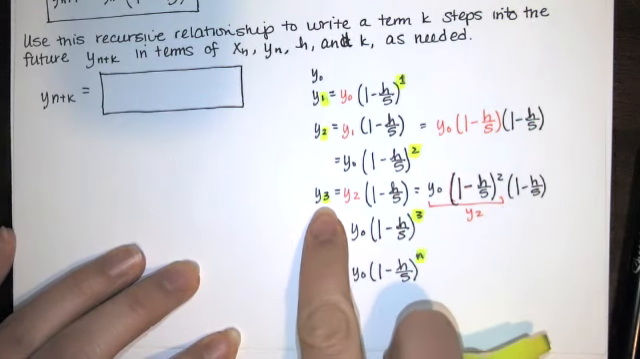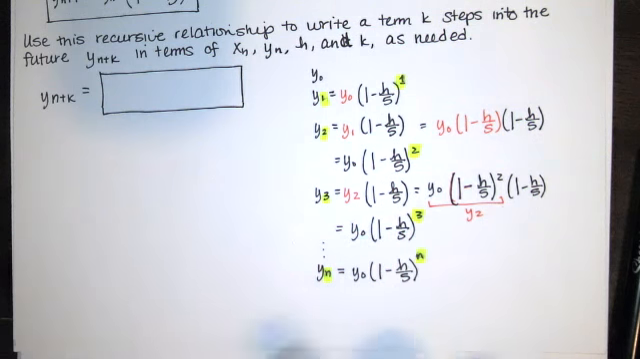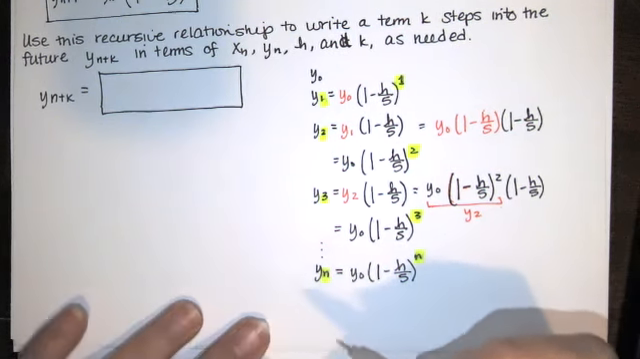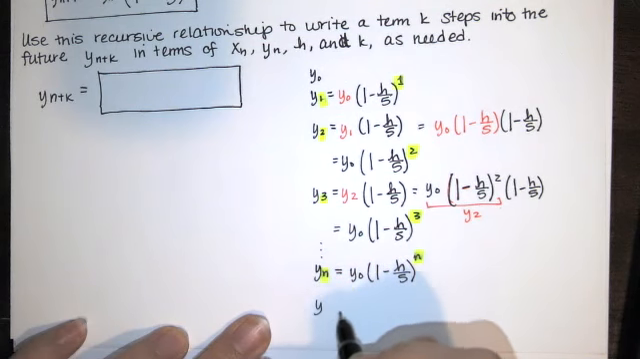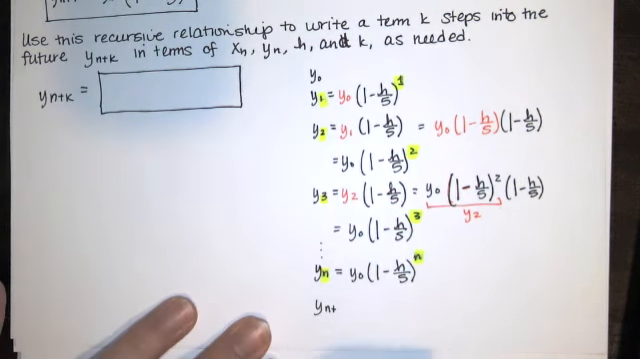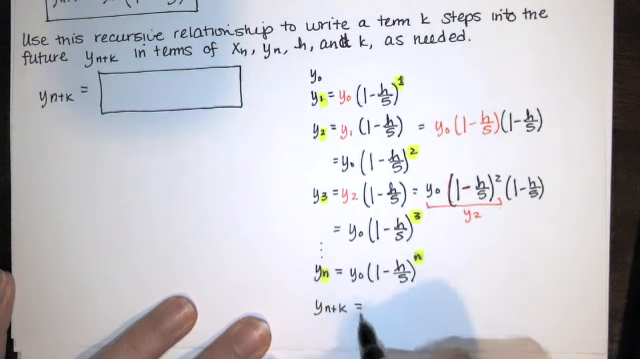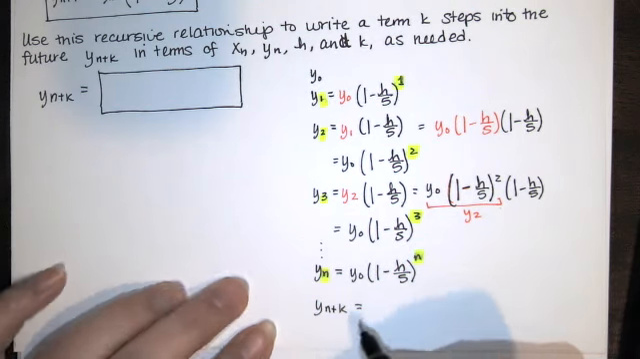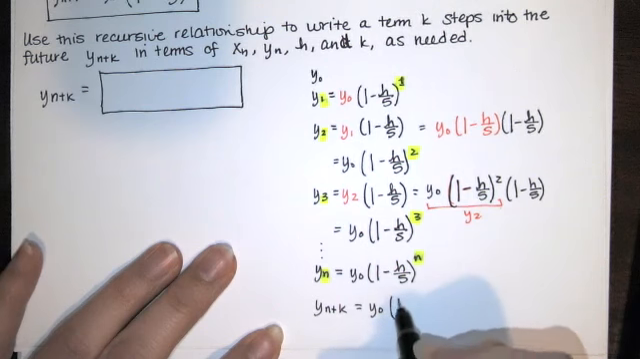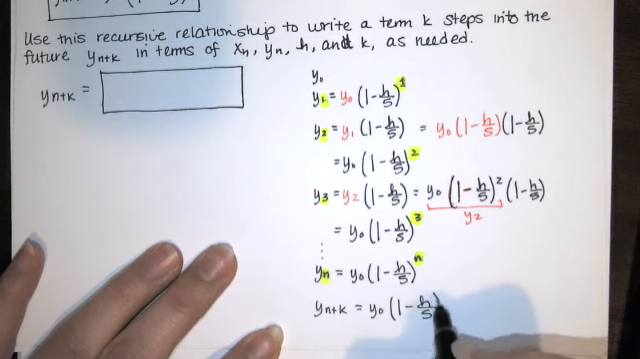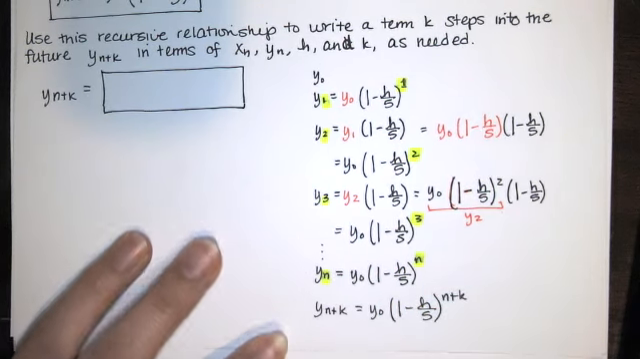Because if that subscript is 3, that exponent is 3, because we've multiplied by 1 minus h over 5 three times. So if we've done this n times, we've multiplied by 1 minus h over 5 n times, and y sub n is equal to this. And then you might say, okay, well, how does that relate to y sub n plus k? Because that's what they wanted, was y sub n plus k. Well, y sub n plus k, according to this, is y sub 0 times 1 minus h over 5 raised to the n plus k.